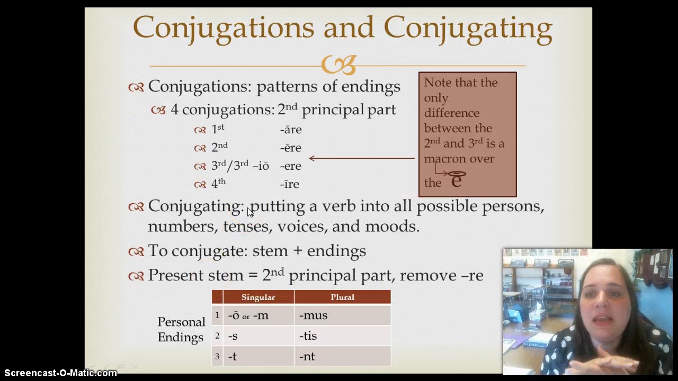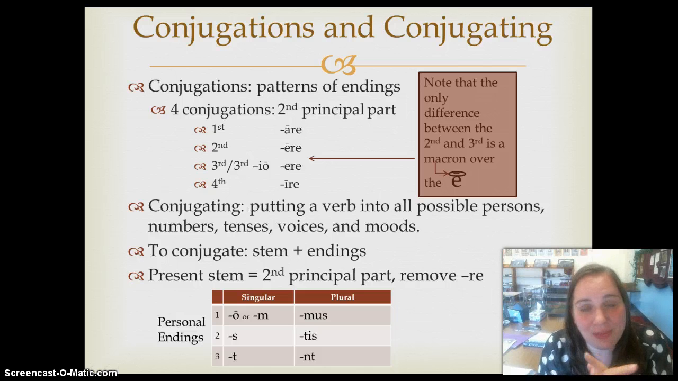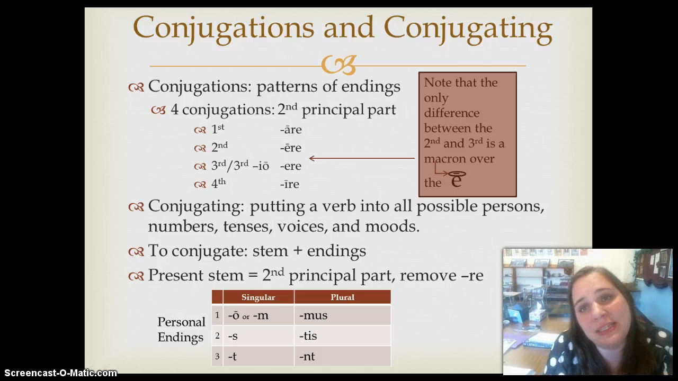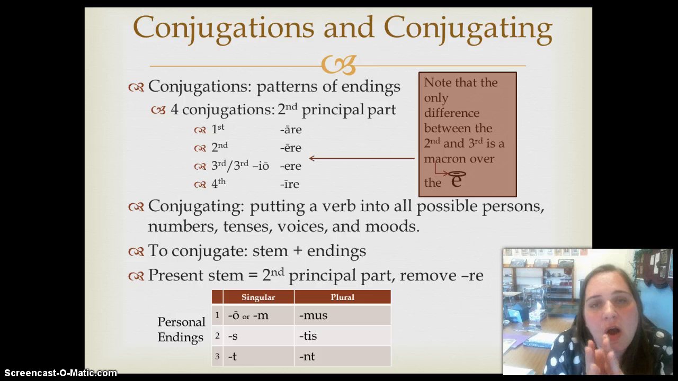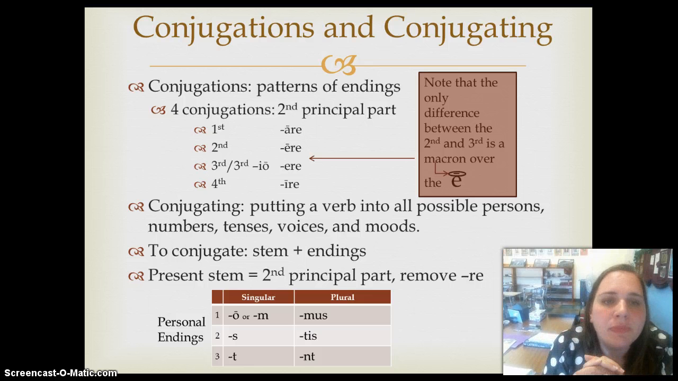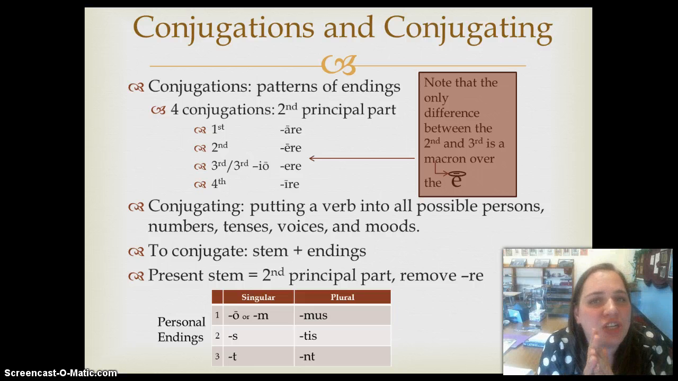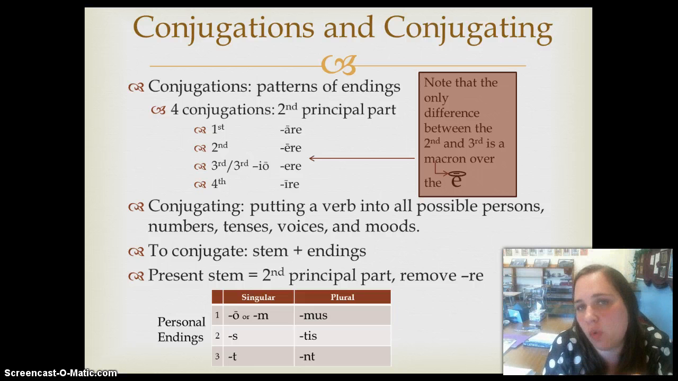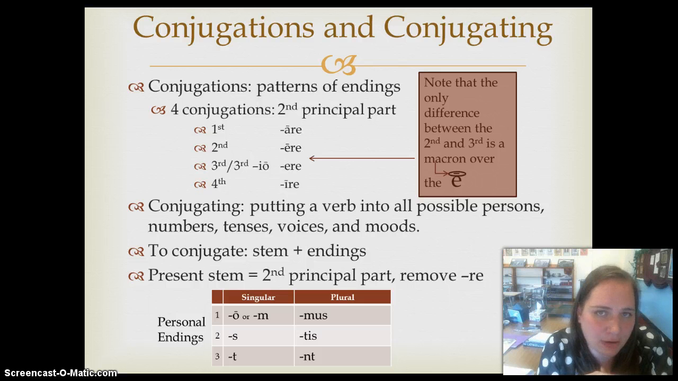Okay. Now that you have all of that information down, the next thing you need to know about verbs is that all verbs, well, almost all verbs, pretty much all verbs, fall into one of the 4 possible conjugation patterns. Okay, these are patterns of endings.